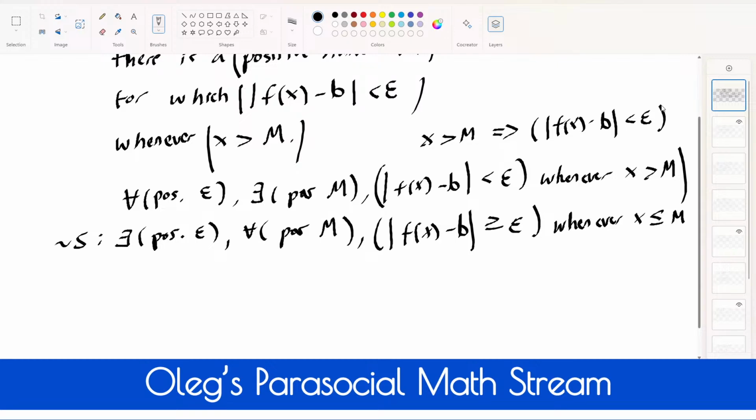X greater than m implies the absolute value of f of x minus b is less than epsilon. Now, if you want to negate that, you just have to drop the negation in there, and you can leave it at that. So, if you're going to negate it, like this, not. The only thing, let me just check one more thing here. P and not q. See, I did a double negation. That's technically where I went wrong.